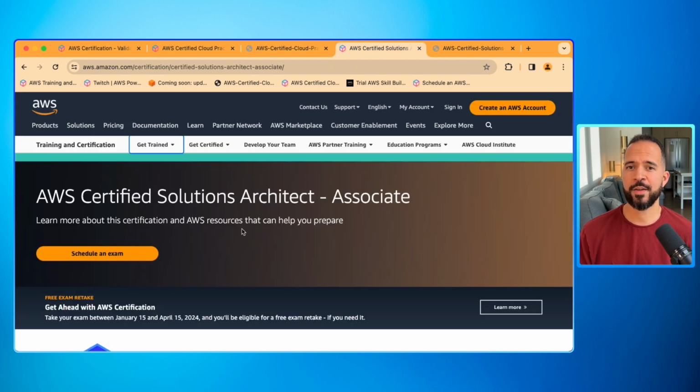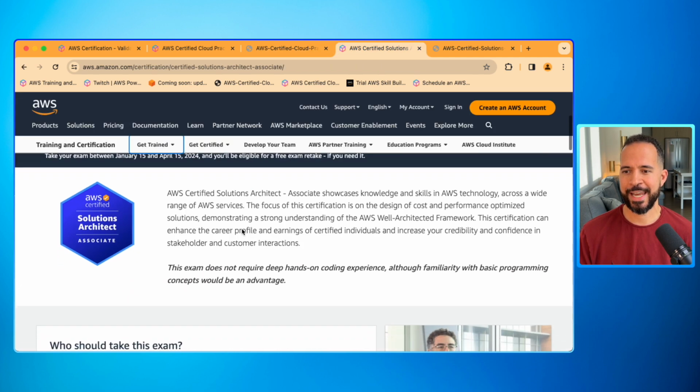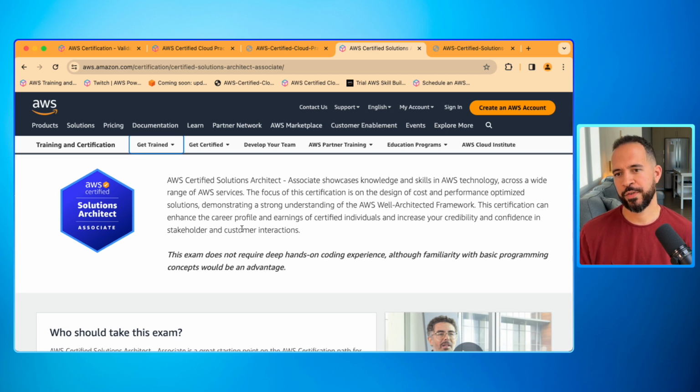Now let's take a look at the AWS Certified Solution Architect Associate landing page and figure out who this certification is for. So this certification is going to showcase the knowledge and skills in AWS technology across a wide range of AWS services. Now the focus of this certification is going to be on well-architected principles, such as design of cost and performance optimized solutions, being able to demonstrate a strong understanding of that AWS well-architected framework. And in case you're wondering, this exam does not require any hands-on coding experience, although familiarity with some high-level basic programming could be an advantage.